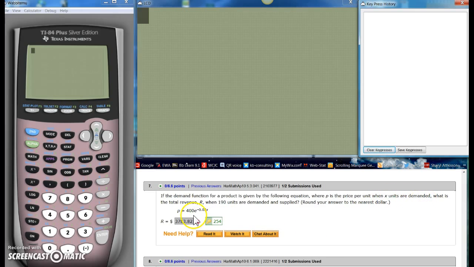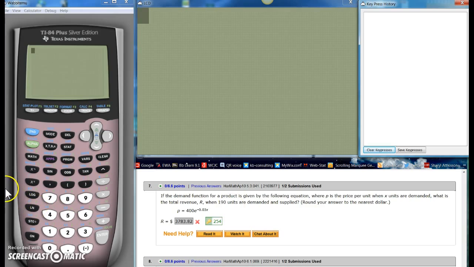P equals 400 times E raised to the negative 0.03 times X power. So the power that E is raised to is the negative 0.03 times X. That is your demand function. Then it says, what is the total revenue, R, when 190 units are demanded and supplied? So in place of X, we're going to use 190 units.